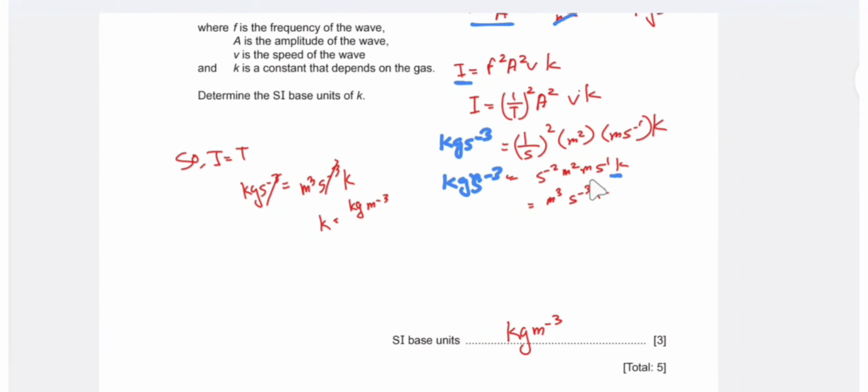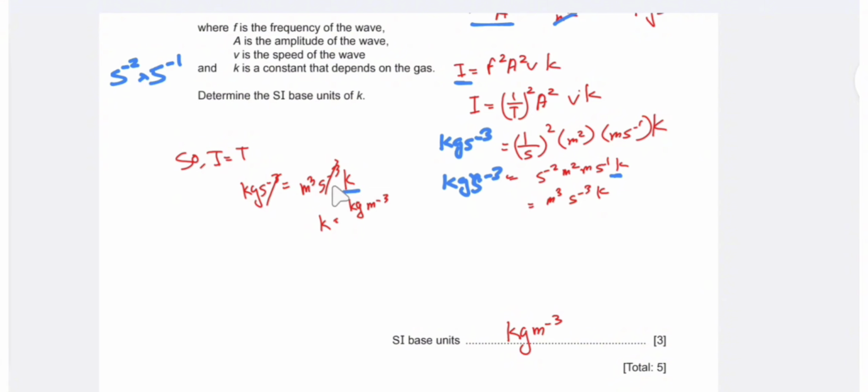So kg per second cube is equal to meter square times meter, which is meter cube, second to the power negative 2 into second to the power negative 1. Since the base is the same, we need to add the powers: negative 2 plus negative 1 is negative 3. So kg per second cube is equal to meter cube, second to the power negative 3, and k.